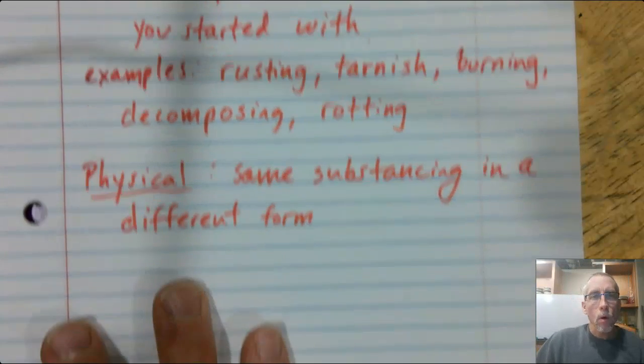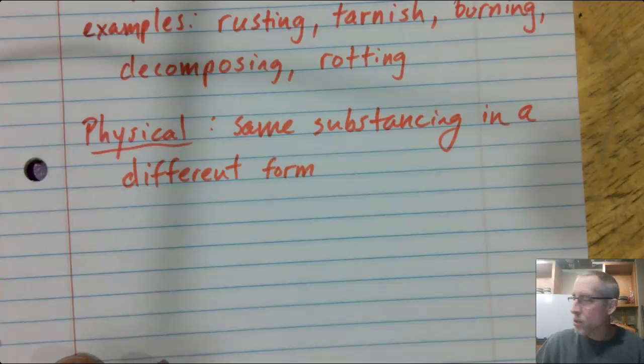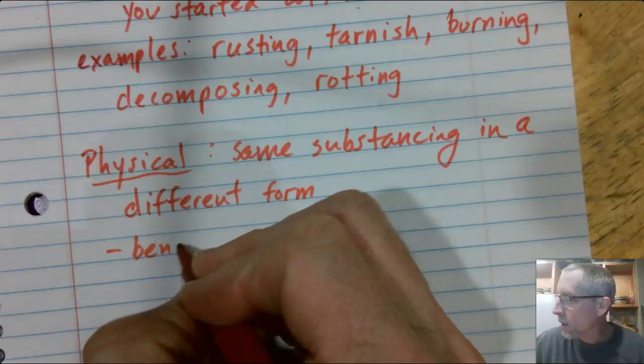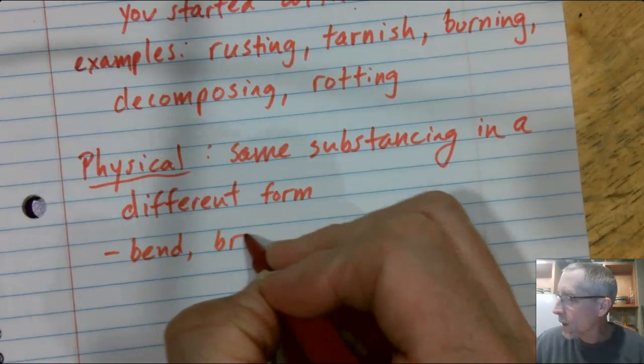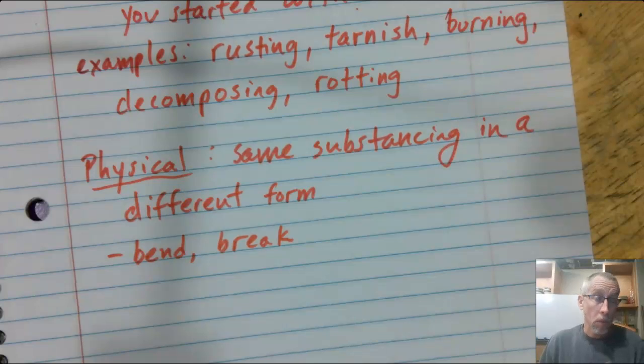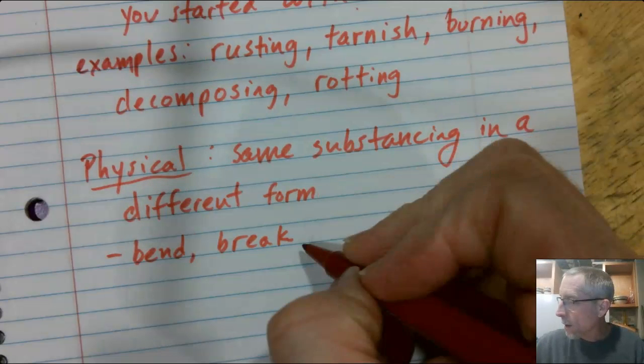Okay, so listen as I describe some of these processes to see why it's not a chemical change, but just a physical change. How about if you bend or break something, like glass? You can break glass, but it's still glass. Or if I take a piece of plastic and I bend it, it's still the same plastic, right? So a change of shape, right?